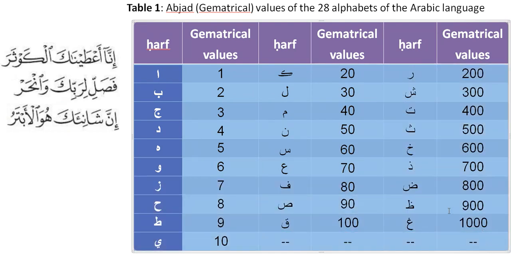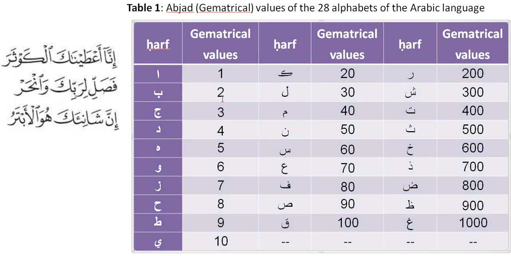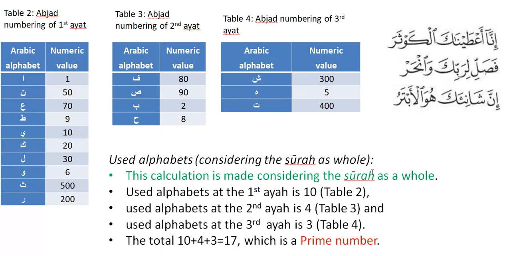these values, that our Arabic language has 28 alphabets, and each alphabet has a separate number, and we all know these things very well. In this slide, we see that in table 2, the abjad numbering of the first ayat is done. For example, in a'atainaka al-kawthar, here alif and noon are shown, placed.